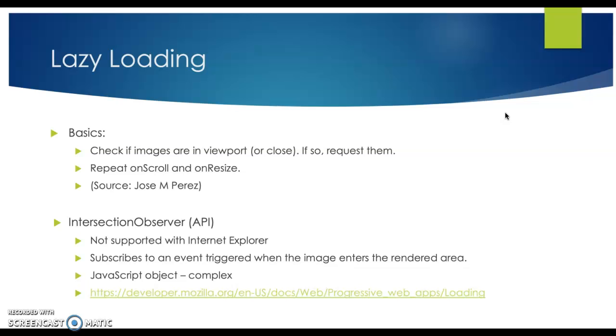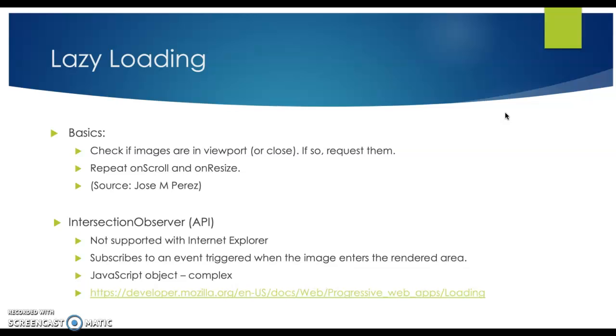I mentioned it earlier. The basics of lazy loading: we use our code to check and see if these images are within the viewport, or if they're close enough to the viewport that they need to be loaded. And if so, then it will go ahead and request those images and load them. This code has to be repeated every time we scroll or resize our viewport, because that brings new images within the viewport. This can get really complicated. There's a lot of equations involved with it, and it was a little bit overwhelming.